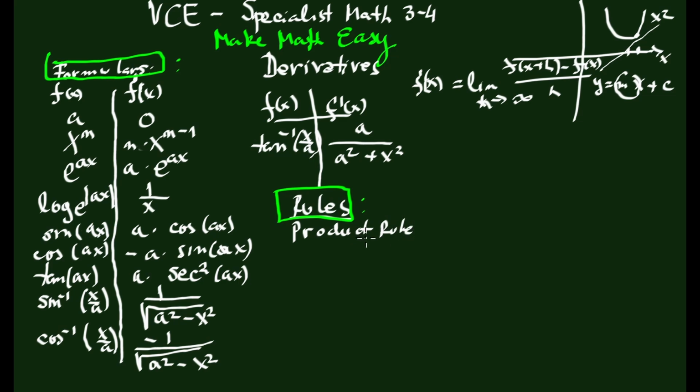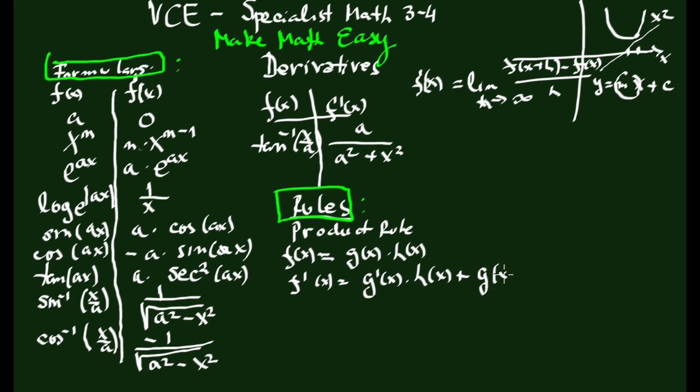Product rule. And the product rule says if a function like f of x is a product of two functions, g of x and h of x, then its first derivative is the same as the first derivative of the first one times the second one plus the first one times the derivative of the second one, h prime of x.